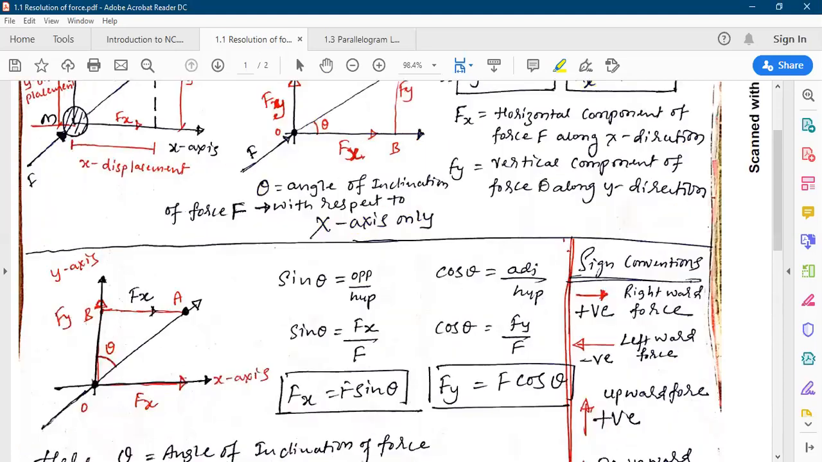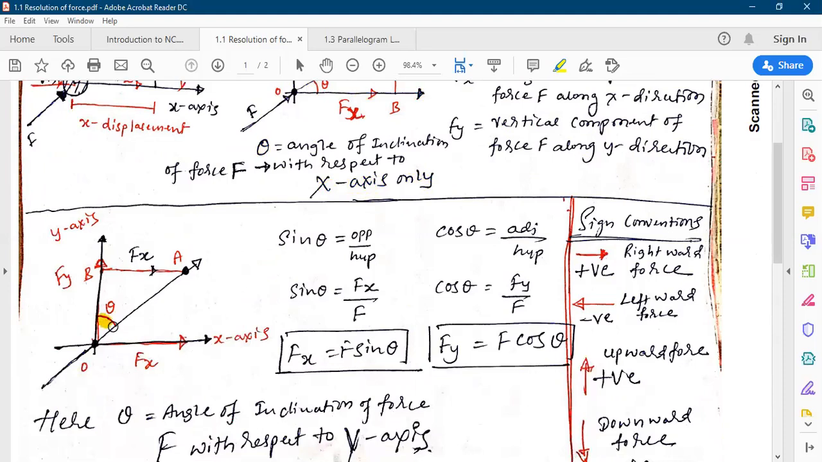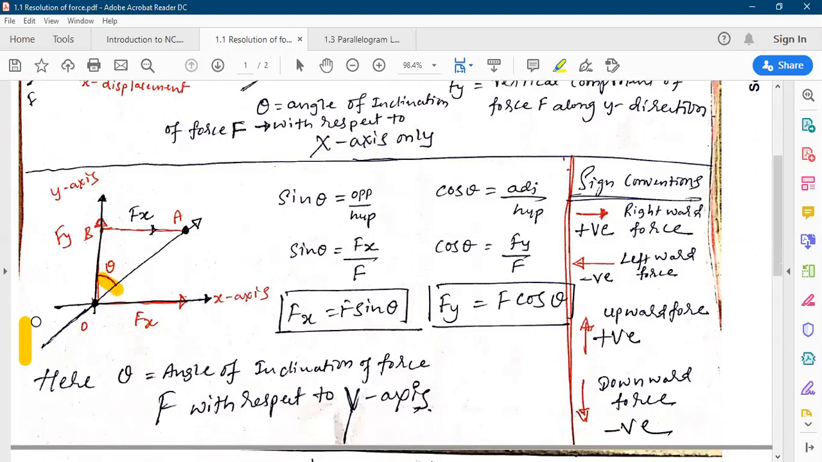Similarly, when the theta is with respect to y axis, right? If theta is given with respect to y axis, this is the force F which is applied at a particle which is at point O. The particle will shift to point A. So in this process, it will undergo x displacement as well as y displacement. Right now, the angle of inclination is given with respect to y-axis. So this is the theta we are considering for resolution of force.